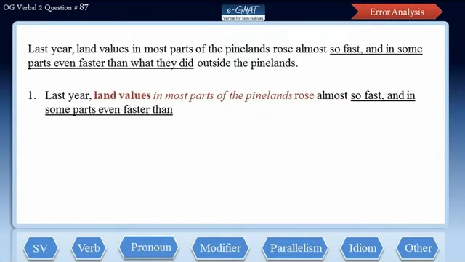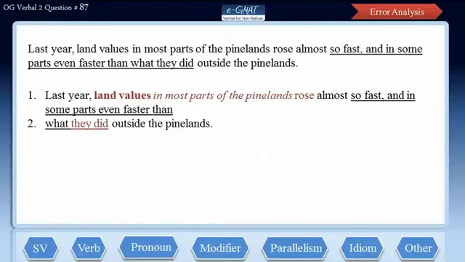Last year, land values in most parts of the pinelands rose almost so fast, and in some parts even faster than. Here, land values in most parts of the pinelands is the subject and rose is the verb. Presence of what brings us to another clause that reads what they did outside the pinelands. Here, they is the subject and did is the verb.